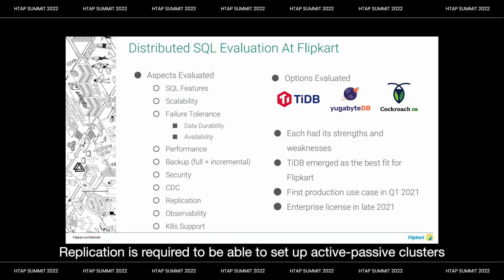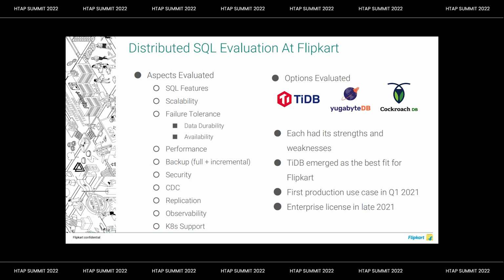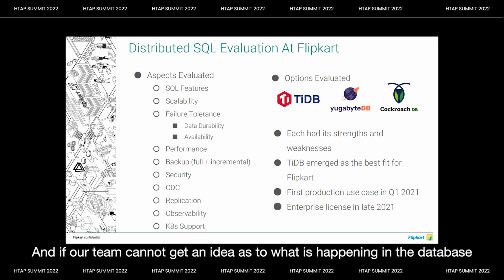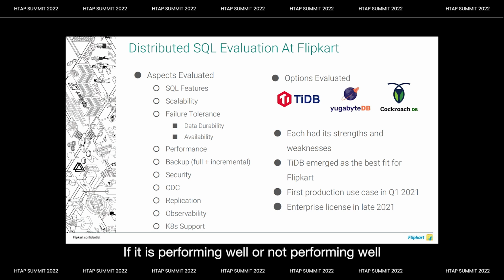Replication is required to be able to set up active passive clusters and be able to fail over in case of regional disasters. And then, as I mentioned, we provide these databases mainly as managed services. And if our team cannot get an idea as to what is happening in the database, if it is performing well or not performing well, we need that observability. That is very important for us.